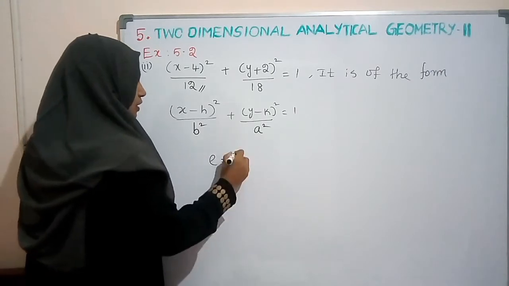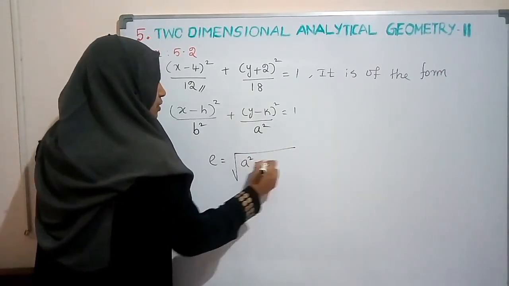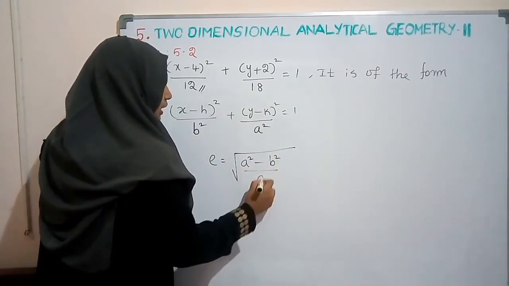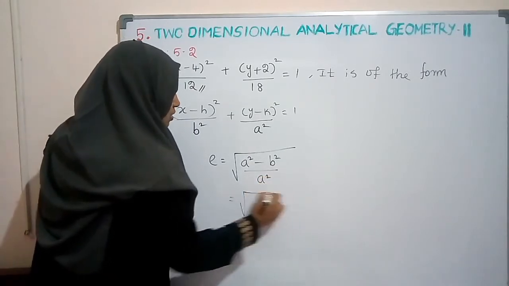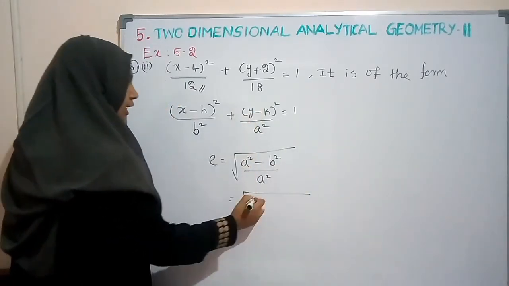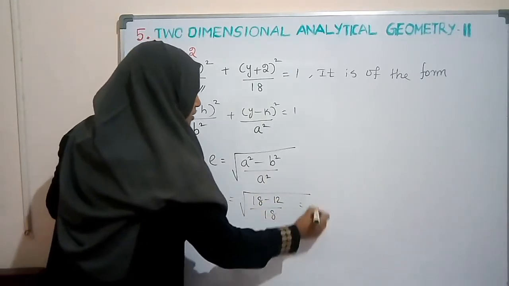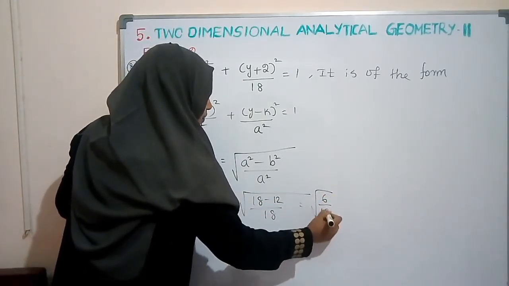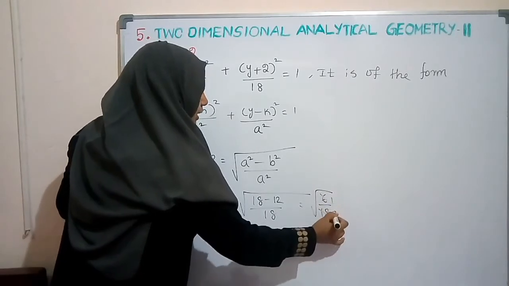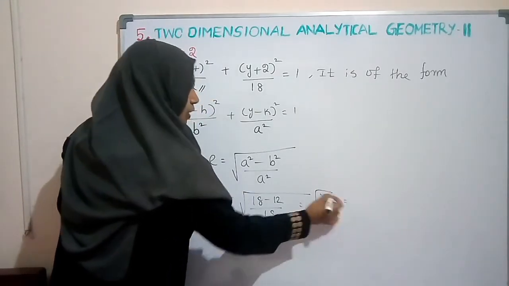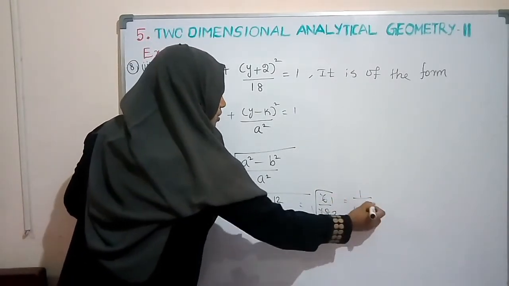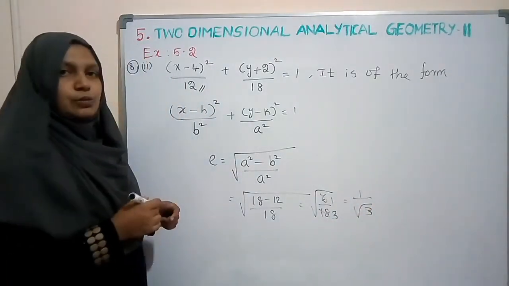Eccentricity e is equal to square root of (a square minus b square) by a square. So it is square root of, what is your a square? 18 minus 12 divided by 18. So it is 6 divided by 18. After cancelling we are getting 1 by 3. Square root of 1 by 3 can be written as 1 by root 3.